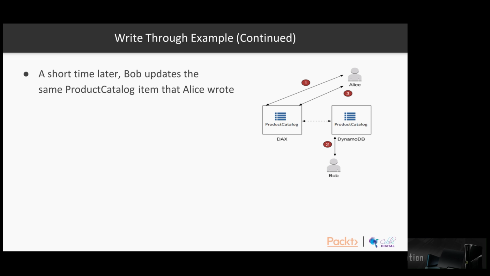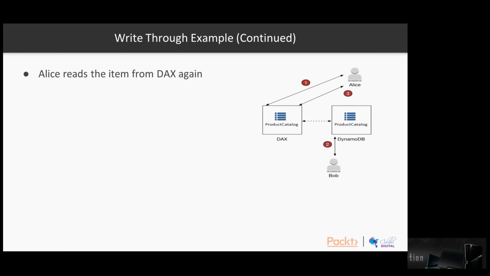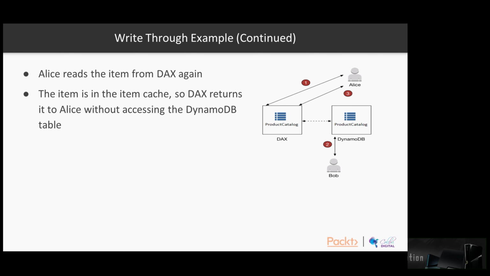A short time later, Bob updates the same product catalog item that Alice wrote. However, Bob updates the item directly in DynamoDB. DAX does not automatically refresh its item cache in response to the updates via DynamoDB, and therefore DAX users do not see Bob's update. Alice reads the item from DAX again. The item is in the item cache, so DAX returns it to Alice without accessing the DynamoDB table. So what Alice will see is her update to the product catalog. She won't see Bob's update because Bob has updated DynamoDB directly.